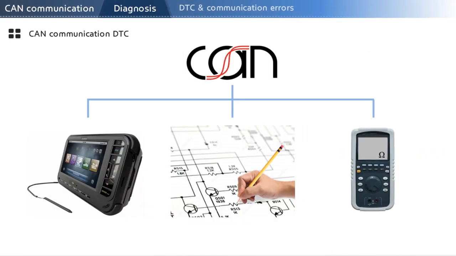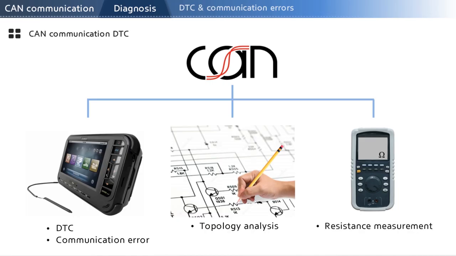CAN communication is connected to numerous controllers via complex wiring, and the accurate diagnostic approach is important. In this session, we are going through 3 topics, covering each in details. Firstly, we will learn what communication-related DTCs mean and what causes communication error with the diagnostic device. Secondly, we will complete the topology based on the circuit diagram and analyze it. Lastly, we will use the 120 ohm terminating resistors to locate an open and short circuit in wires.